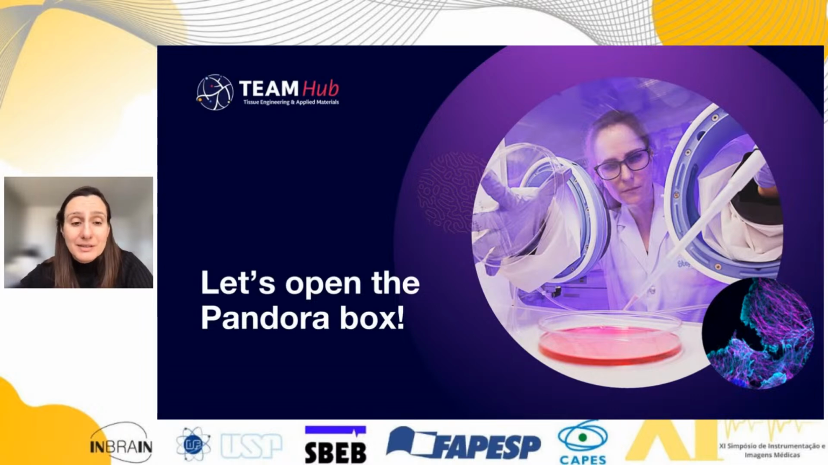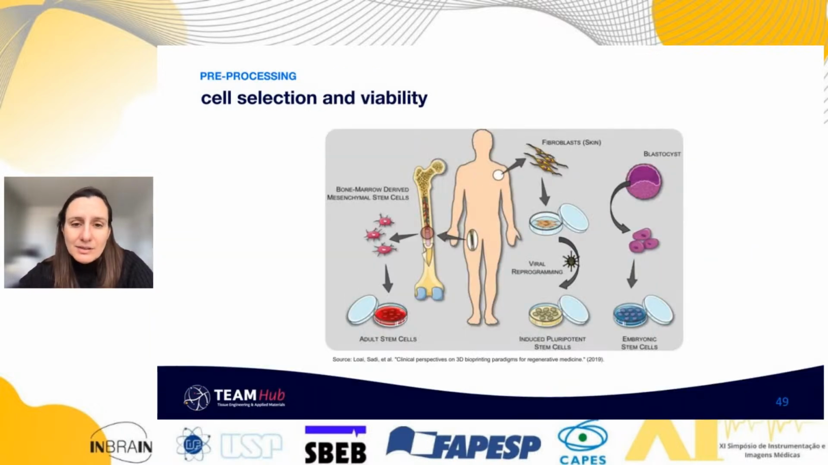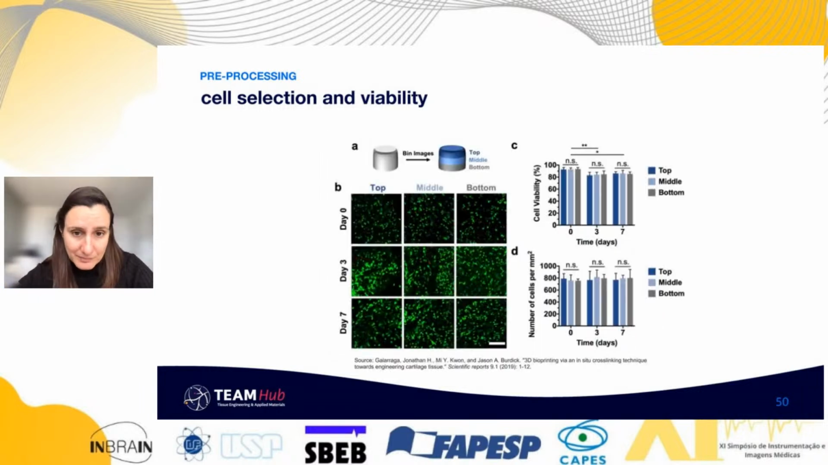So let's open the Pandora's box, because up to now was the easy part. It was just one step, but let's take a look briefly at what happens in each one of those. So in the first one, we have to do some very critical choices before we get to the point that we are ready to print. The first one, of course, is selecting what kind of cells you are going to be printing and deciding how you're going to evaluate their viability, meaning how you're going to assess if they are alive or not.